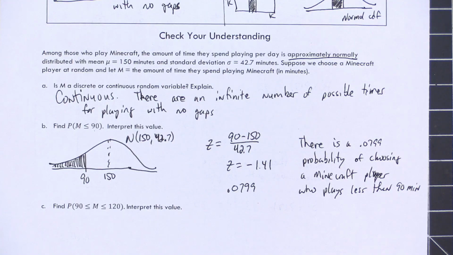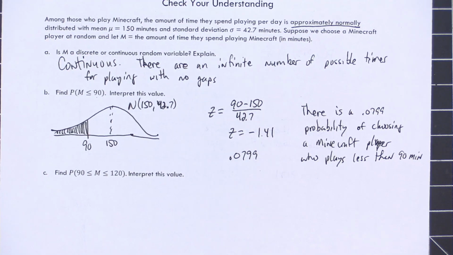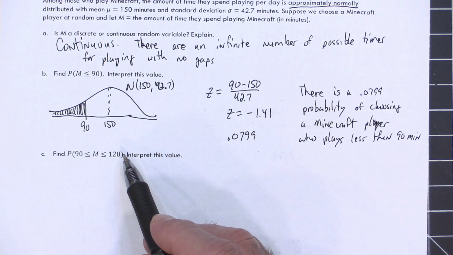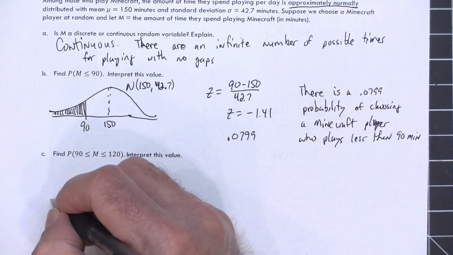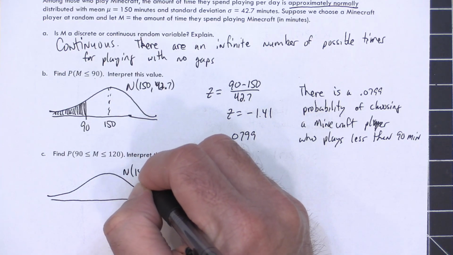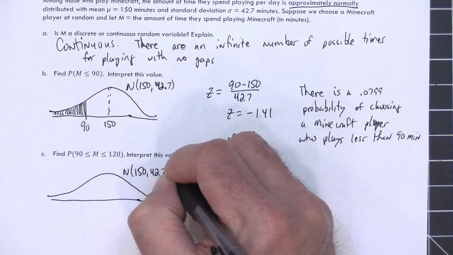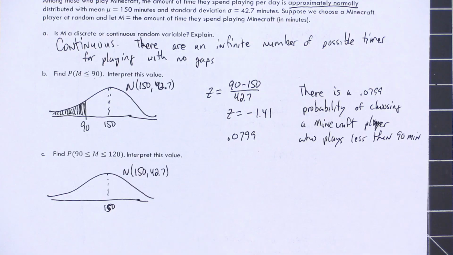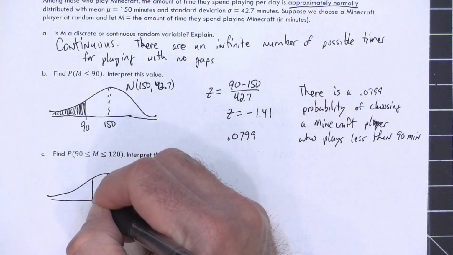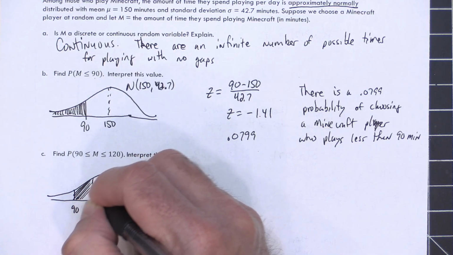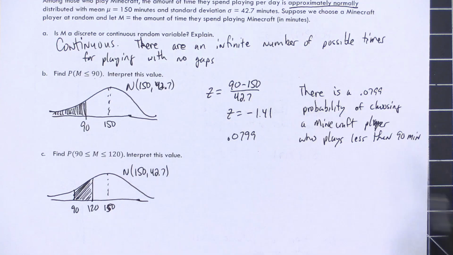Okay? All right, now the second one says, find the probability of a randomly selected Minecraft player that plays between 90 and 120 minutes. Okay, so again, I'm just going to draw my normal curve here. You can be drawing a lot of normal curves in the second semester, so you might as well just get used to it now. Put 150 back in the middle. Okay, and now I need to shade between 90 and 120. So again, you don't have to be super accurate where you put 90 and 120. It just needs to make sense. Like you wouldn't want to put 120 over here. That doesn't make any sense.